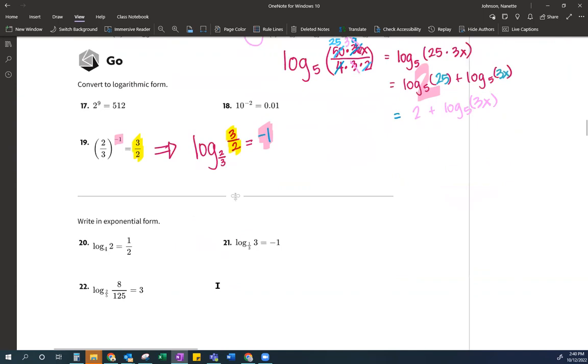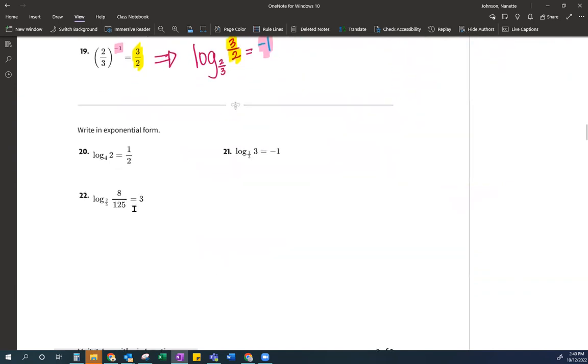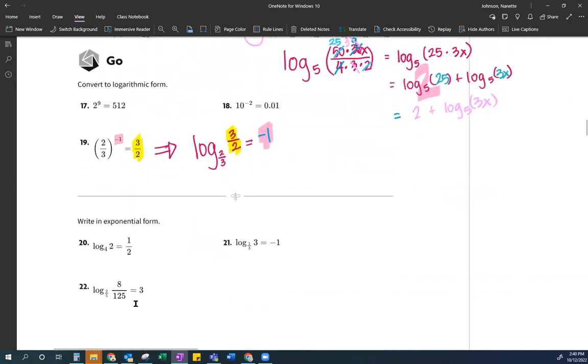Let's see. And then the last one is number 22. Again, fractions, right? So I just want you to be comfortable with the idea of, okay, I need to switch these out, right? So if log base 2/5 of 825 is equal to 3, what is the base over here? What is the base?